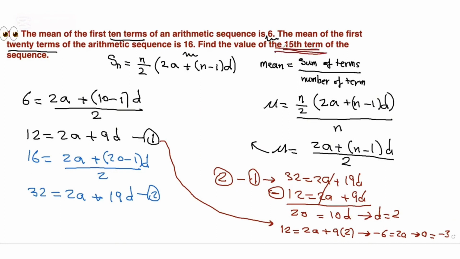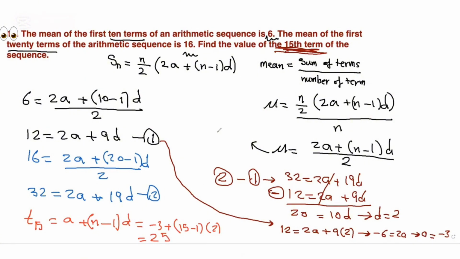Now we can find what they're asking for, which is the 15th term. T15 will equal a plus n minus 1, d, just rewriting the equation. Since we know a is negative 3, that will equal negative 3 plus, and n is 15 here, so 15 minus 1, and we know d is 2, so multiply by 2. Using the calculator, we get 25, and that's the 15th term.